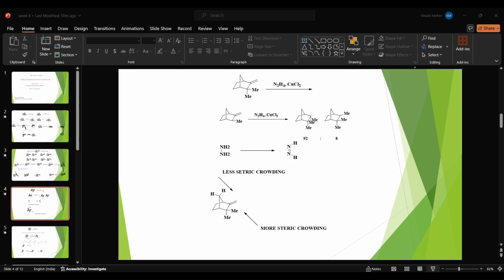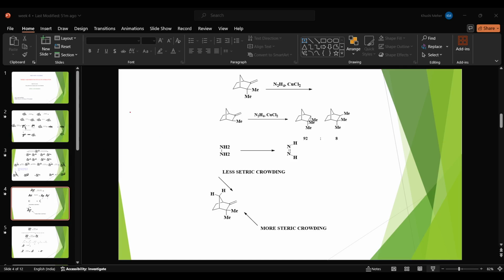The exo double bond will be formed, and this alkene will be isomerized to the corresponding product, with the methyl group giving an exo double bond. How will it form? In cases where we use a base, this general kind of reaction is called the mechanism of the Wolff-Kishner reduction reaction.